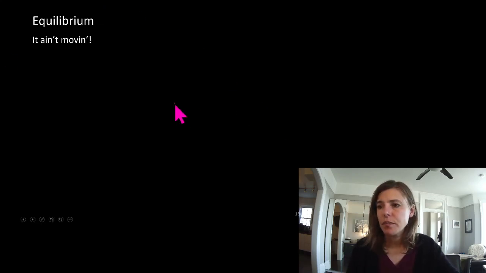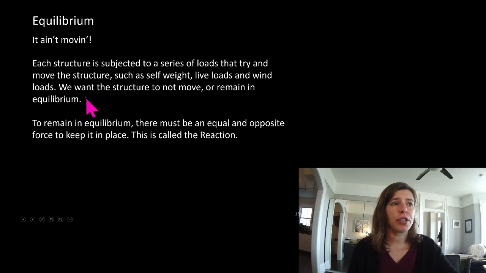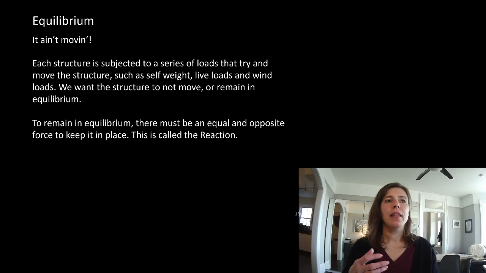Each structure is subjected to a series of loads that try and move the structure, such as self-weight, live, winds, earthquake, whatever. We want the structure to not move, or remain in static equilibrium. To remain in equilibrium, there must be something stopping it from moving, or an equal and opposite force keeping it in its place. We call that equal and opposite force a reaction.